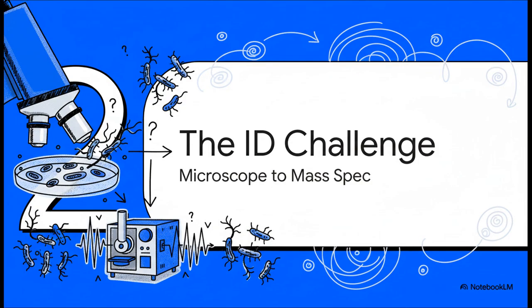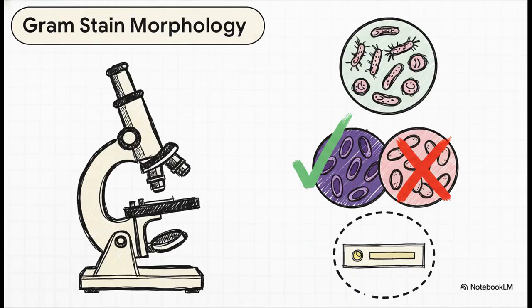Okay, Section 2, the identification challenge. So you can see how that little taxonomic twist creates a big puzzle for us in the lab, right? Identifying this bug is a real journey, from the microscope all the way to the mass spectrometer. Let's start with the gram stain.